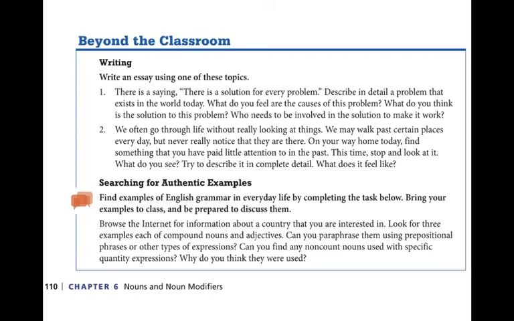Number 2. We often go through life without really looking at things. We may walk past certain places every day, but never really notice that they're there. On your way home today, find something that you have paid little attention to in the past. This time, stop and look at it. What do you see? Try to describe it in complete detail. What does it feel like? In other words, describe it. Modify it. Use your noun modifiers to modify the nouns.